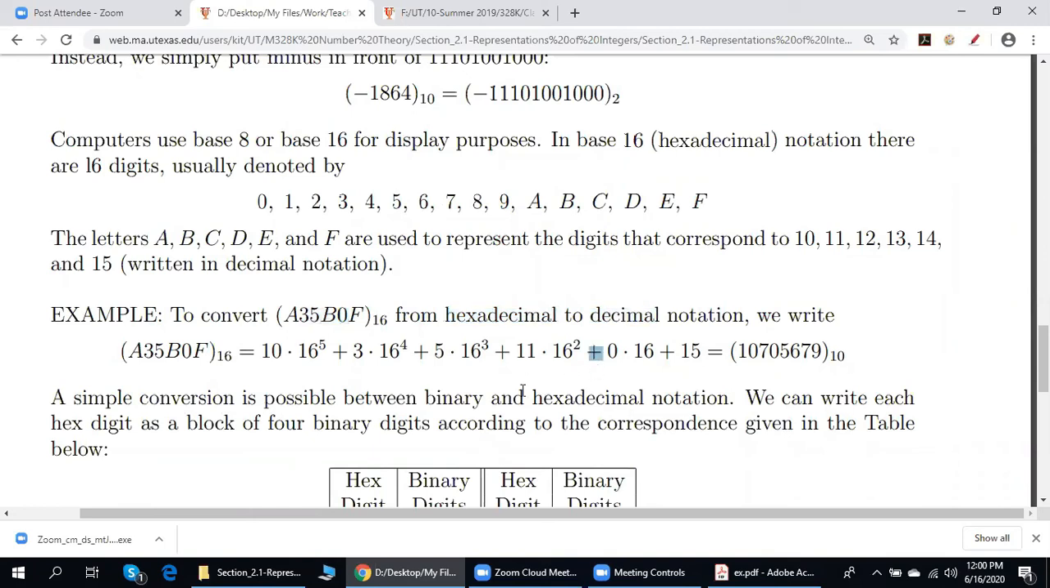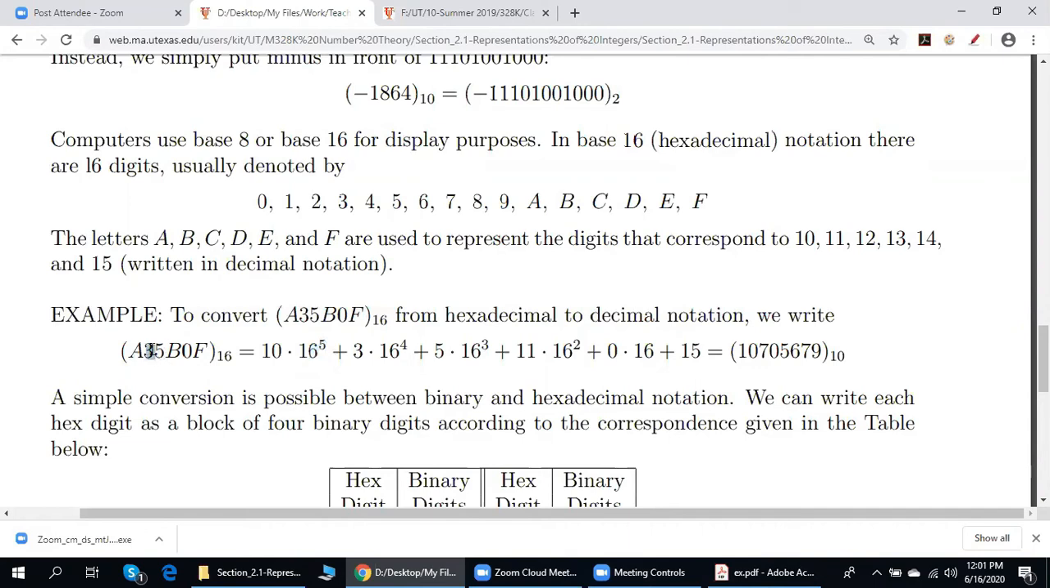Well, here's how we do it. A represents 10, B represents 11, and so on. F represents 15. We start from A. 10 times 16 to 5th power. Why 5th power? Position number 0, number 1, number 2, number 3, number 4, number 5. So this is position number 0. Therefore, this is position number 5. We raise 16 to 5th power.